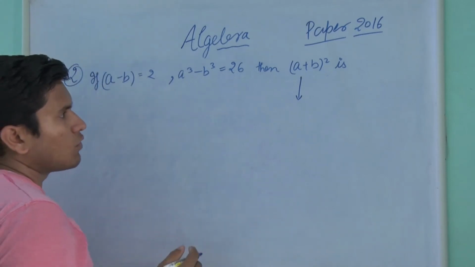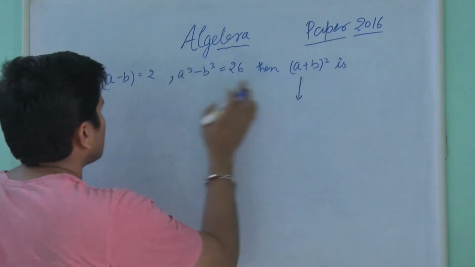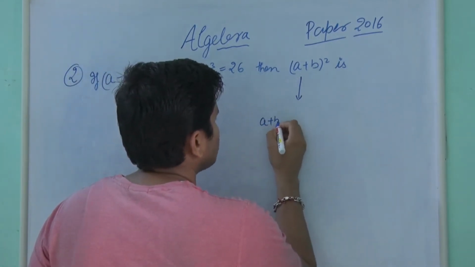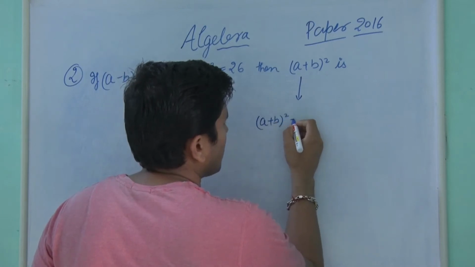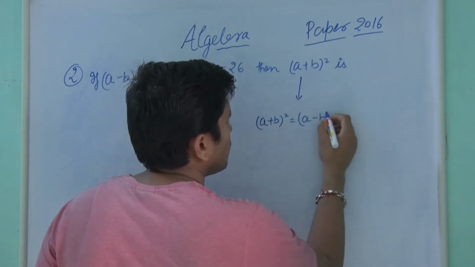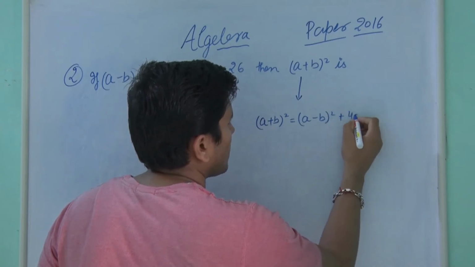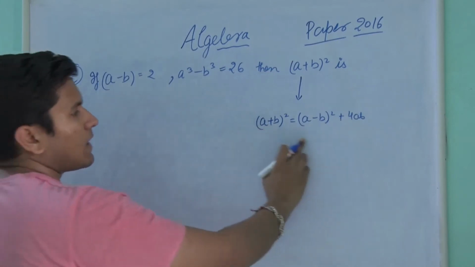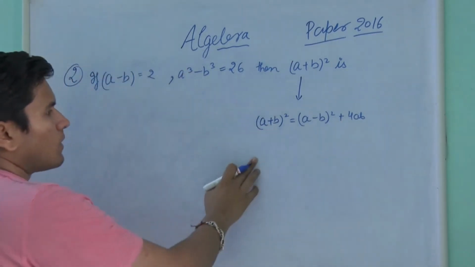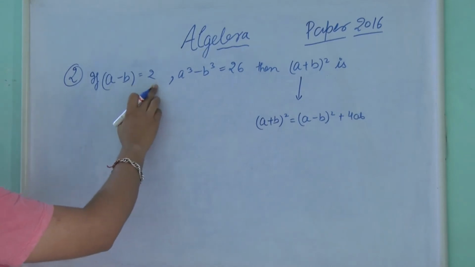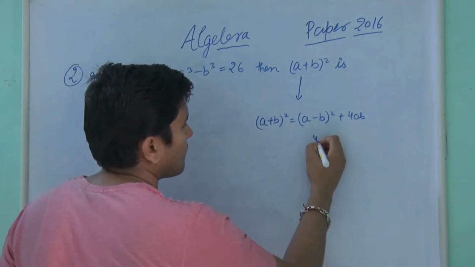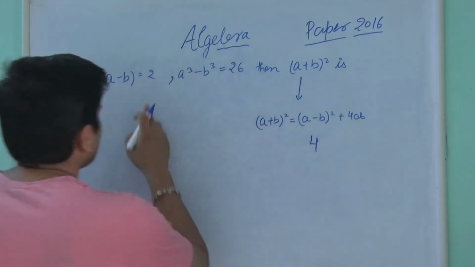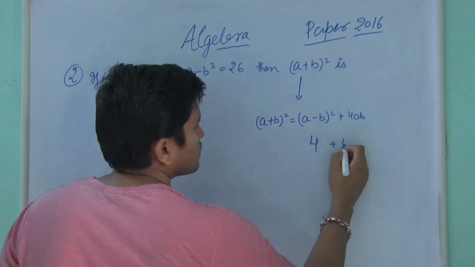In the identities video, we discussed the modification of this in terms of a minus b. It was (a plus b) whole square equals (a minus b) whole square plus 4ab. We have to keep in mind that if we have plus here, then we have plus with 4ab. You can put the direct value of (a minus b) whole square, which is 4. Here we will get 4 plus 4ab.